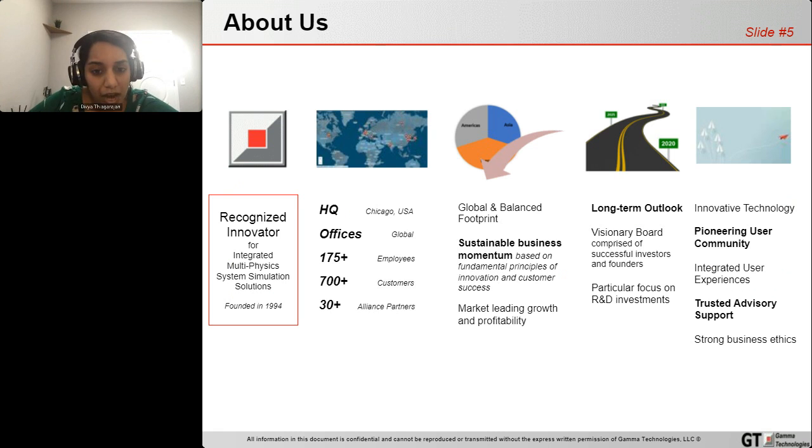A little bit about us before I go on to the details of the modeling. We are Gamma Technologies, and we are recognized for providing integrated multi-physics system simulation tools for more than 25 years now. And we're pretty well known in providing this innovative technology along with trusted, continuous user support.